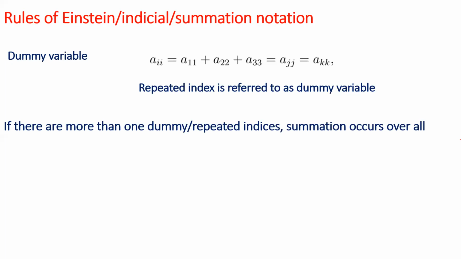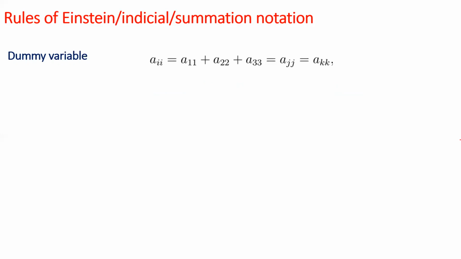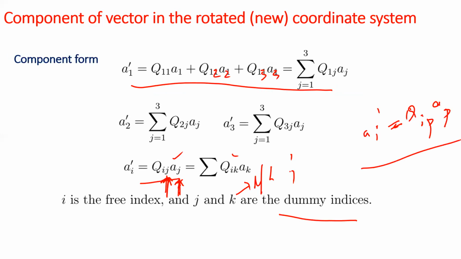If there is more than one dummy variable or repeated index, then the summation occurs over all of these. What does this mean? It is something which we have seen. It is an extension to what we have seen. If we see this expression, see our previous expression, we go back to the previous slide. Yeah, this one. Let me erase this.